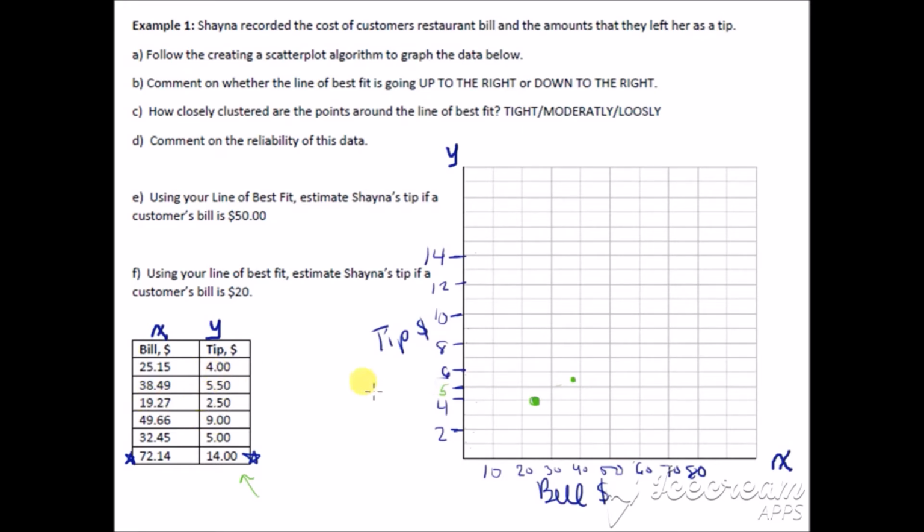Okay, 19 and then 2.50. I'm going to round this to about $50.09. And then 32 and 5, so just after 30, and then up 5, and then 72 and 14, so just after 70, and then 14. Okay, and then we can call this customers' bills if we want.